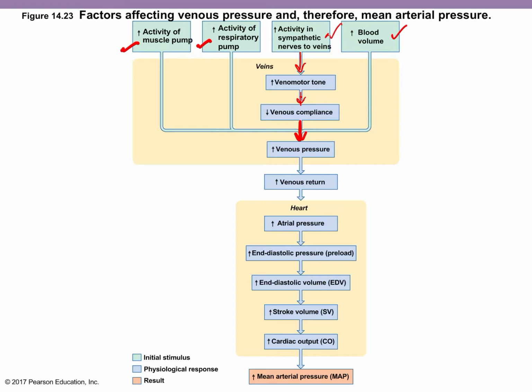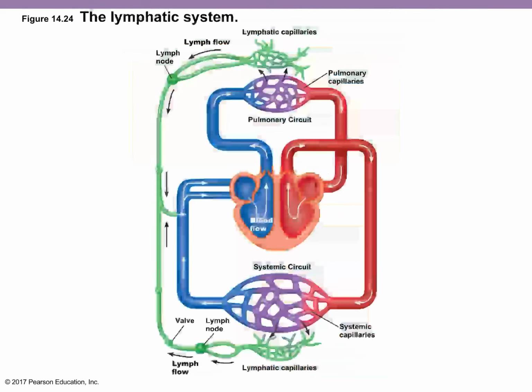So if you follow the flow chart, right, this is increasing the tone, decreasing compliance, increasing the pressure. So more blood increases the pressure in your veins. The tone increases pressure. The breathing rate and muscle pumping increases pressure. That's going to help your venous return, move the blood back to your heart. When you have more blood coming back to the heart, we looked at it increases your cardiac output by way of increasing preload. And so that's going to overall increase your blood pressure, mean arterial pressure.